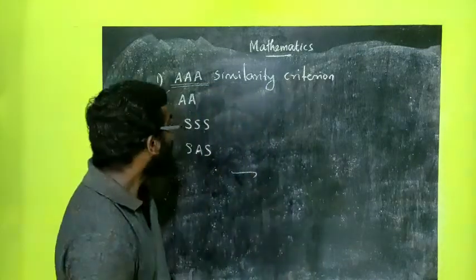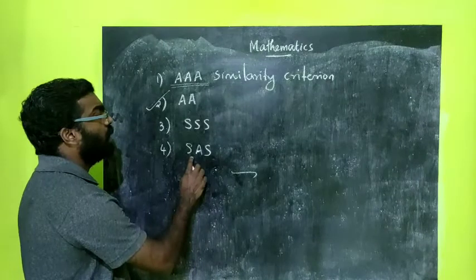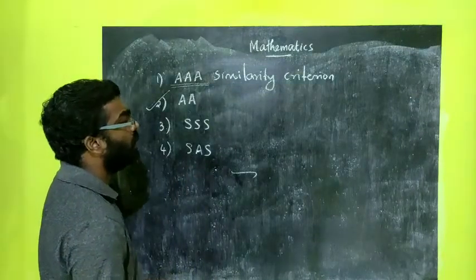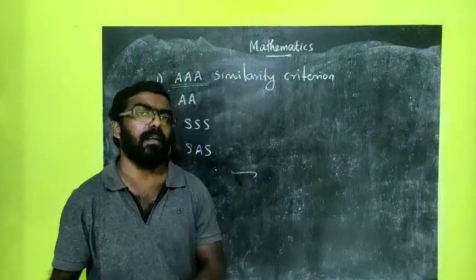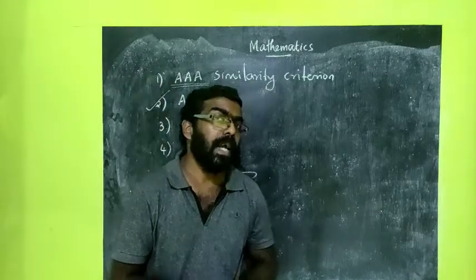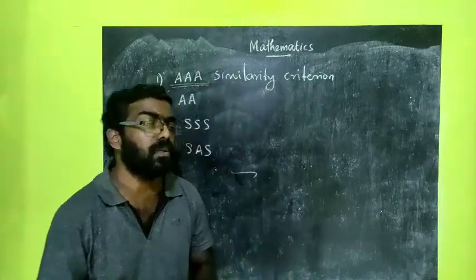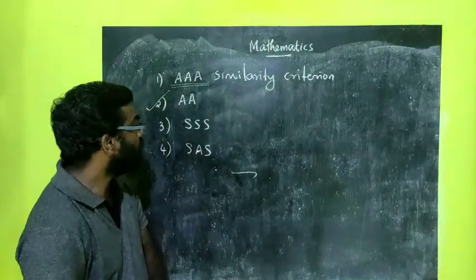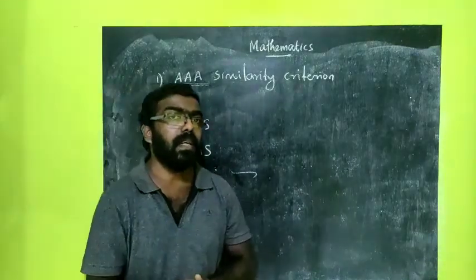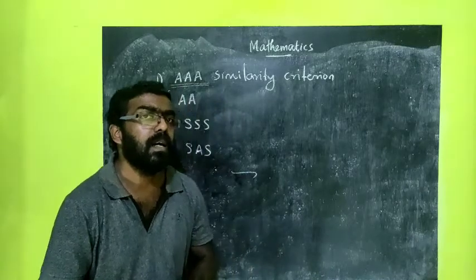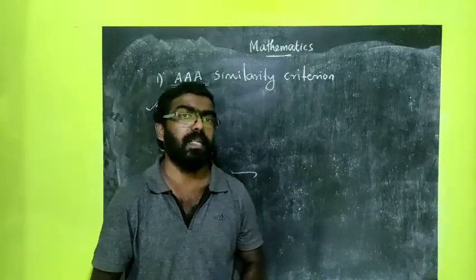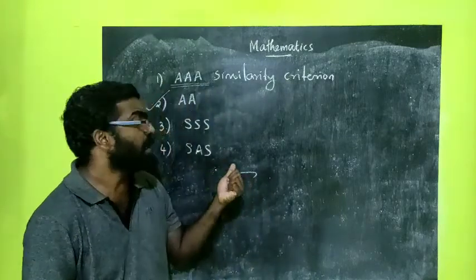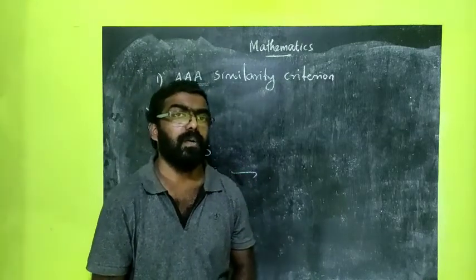Okay, and the fourth one is SAS similarity criterion. SAS, side, angle, side. If one angle of a triangle is equal to one angle of another triangle and the sides including these angles are proportional, then the triangles are similar. That is called SAS similarity criterion.